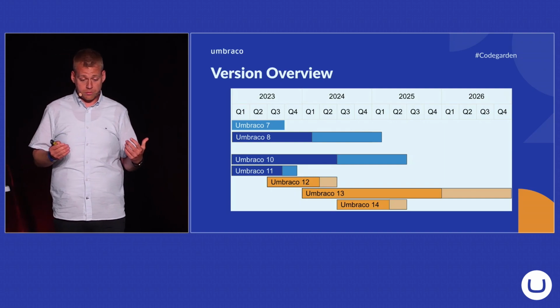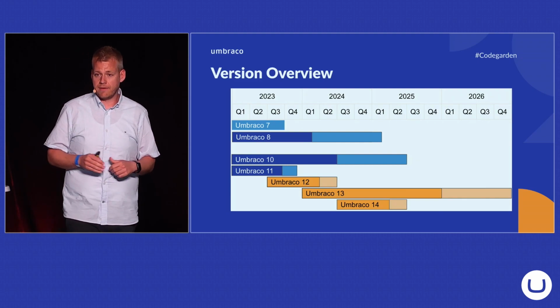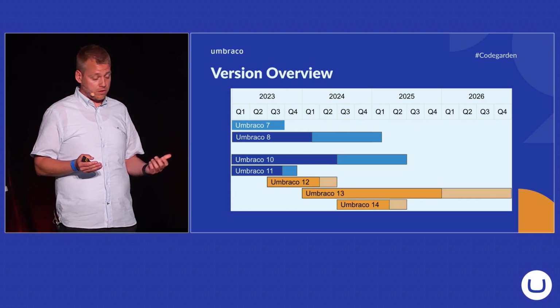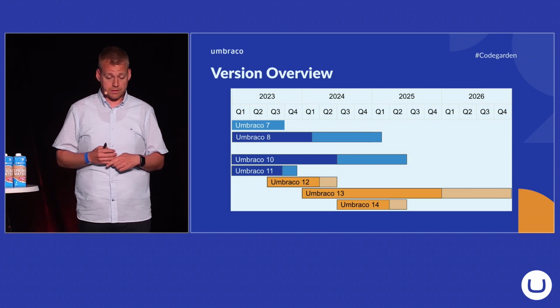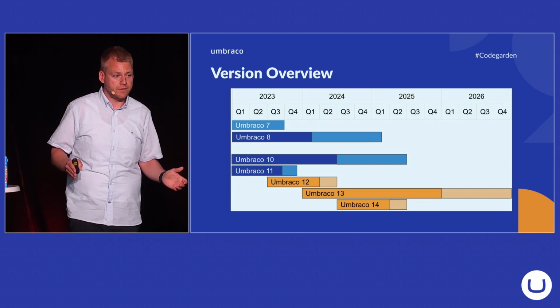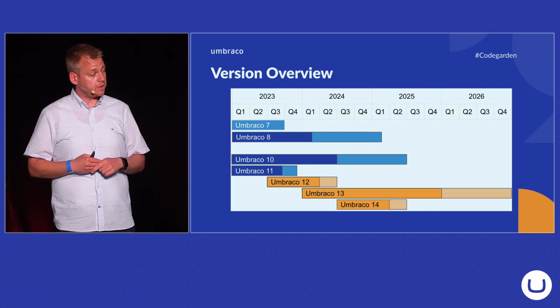Umbraco 10 is long-term supported. It will go into security phase in June next year and have 12 months of security fixes. Umbraco 11 is standard supported, so it will go into security phase in September and have 3 months of security fixes. 12 goes out by the end of this month, with 6 months of active development, 3 months of bug fixes, and 3 months of security fixes.